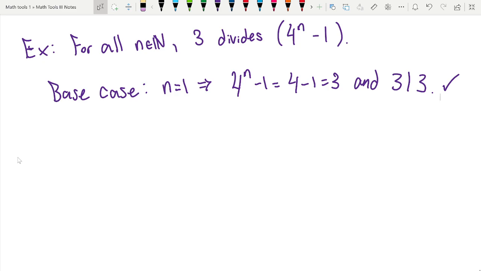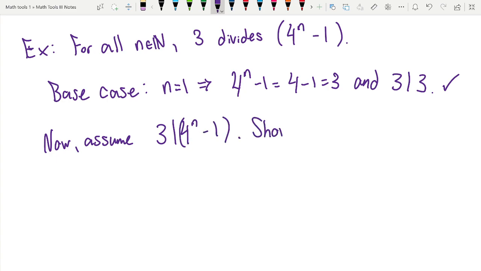Now what we do, so maybe we write now, assume that 3 divides 4 to the n minus 1. And then we want to show that 3 divides 4 to the n plus 1 minus 1. Okay.